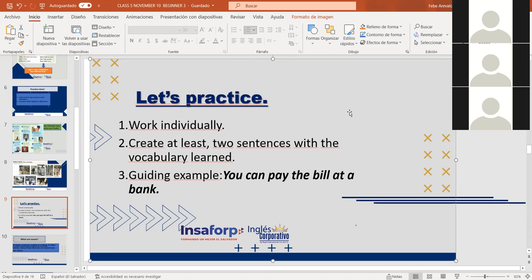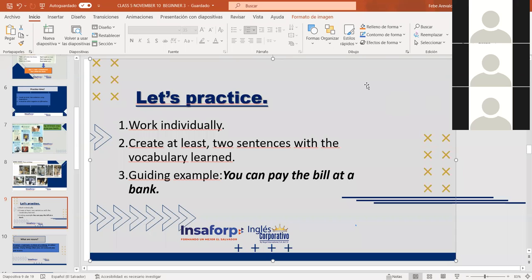I need gas station. All right. I need to refill my car. I need to refill my car with gas, podemos decir, in a gas station, or at a gas station. Okay, the gas station. Okay, excellent, Vanessa. Thank you.